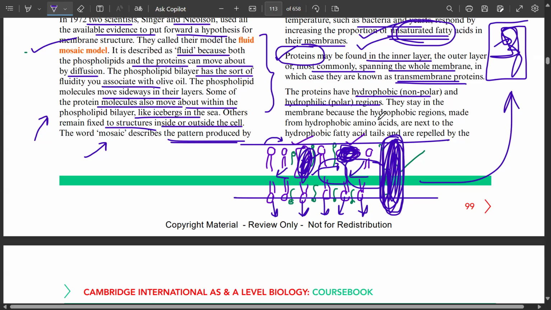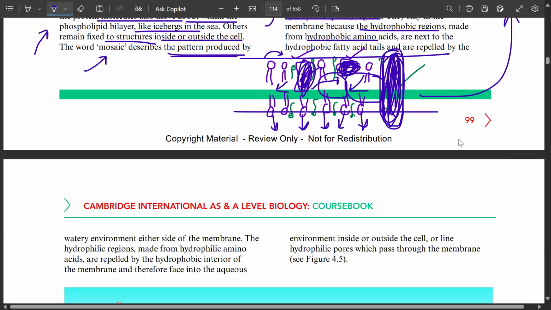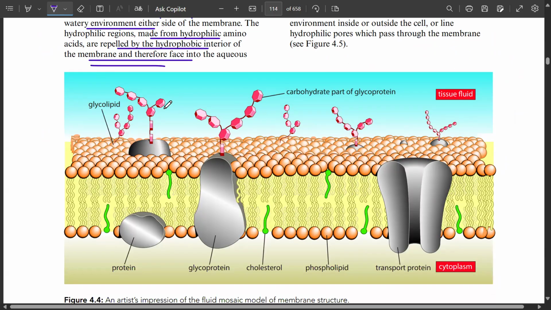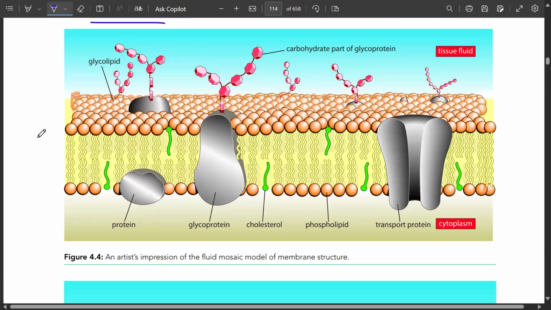They stay in the membrane because the hydrophobic regions, made from hydrophobic amino acids, are next to the hydrophobic fatty acid chains, while the hydrophilic regions face the watery environment on either side of the membrane. The hydrophilic regions made from hydrophilic amino acids are repelled by the hydrophobic interior of the membrane, and therefore they face into the outer side.